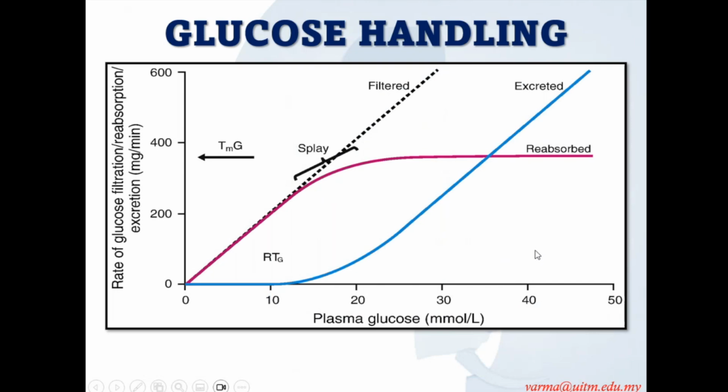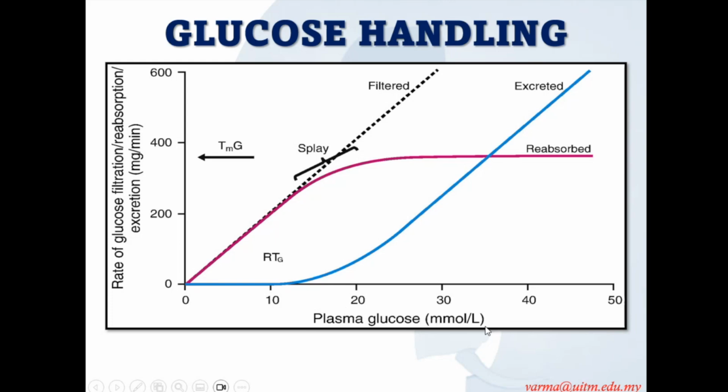So what is important in glucose handling is when glucose appears in urine. That is the question that comes up in glucose handling as the second part of the question. So this is where you have to draw this graph. It's a very simple graph, X and Y. On the X-axis, you just mention your plasma glucose. Just put 10, 20, 30 and 40. Do it in millimole.